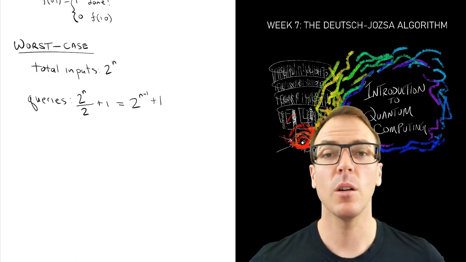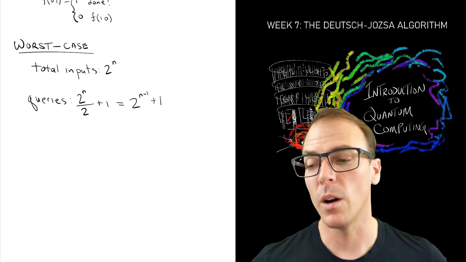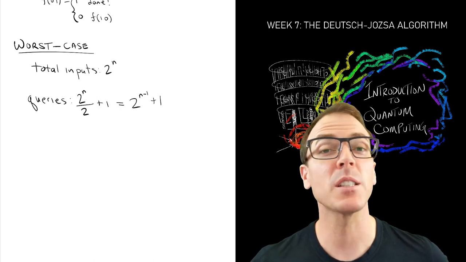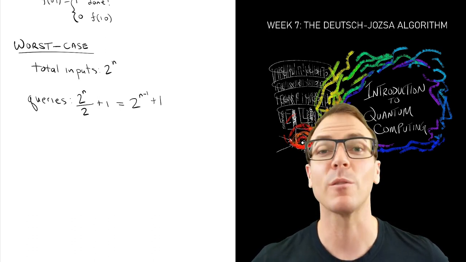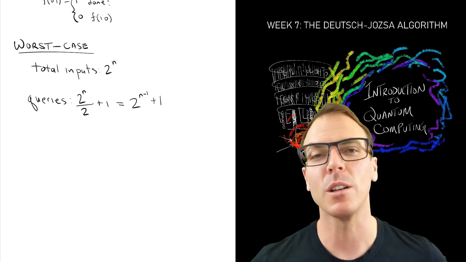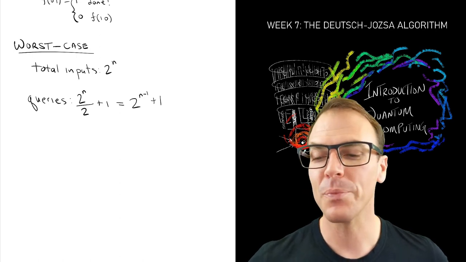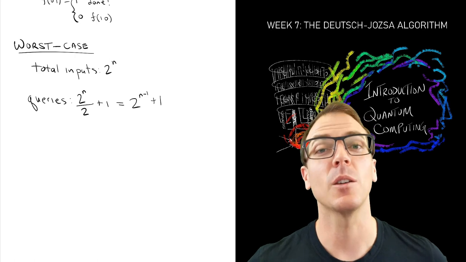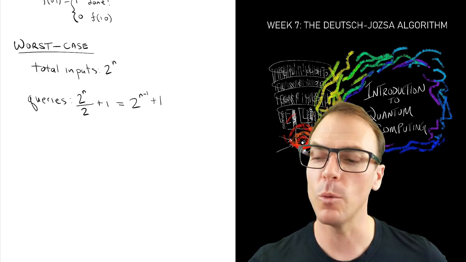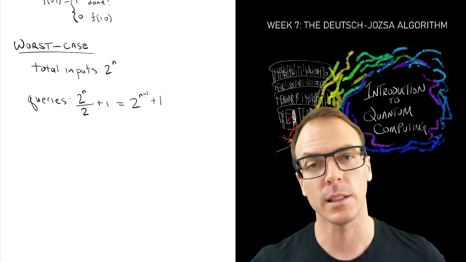In the next video, we'll ask, well, first of all, there must be some notion of a quantum query, otherwise I wouldn't have introduced this problem. But what exactly does it mean to query a function quantumly, and what is the quantum query complexity of this problem?